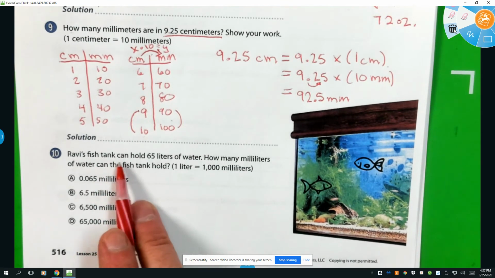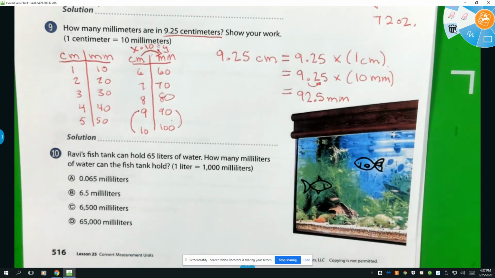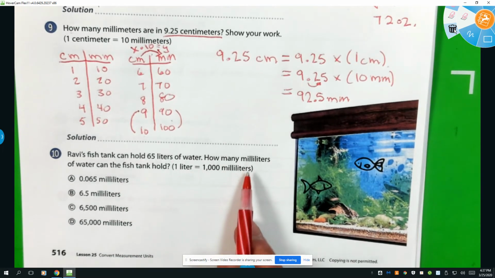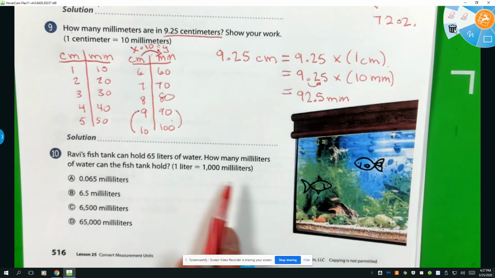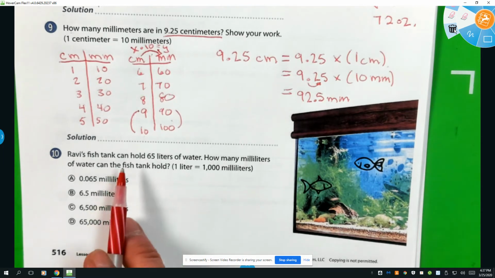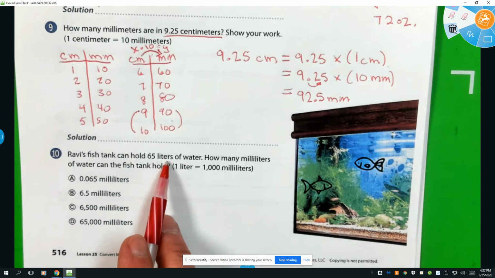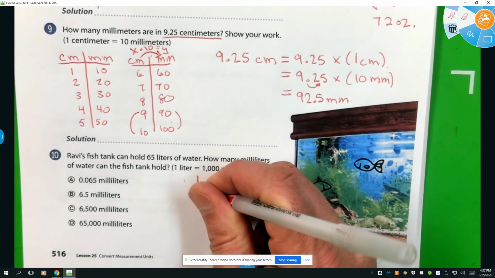Ravi's fish tank can hold 65 liters of water. How many milliliters of water can the fish tank hold? 1 liter equals 1,000 milliliters. Now we've talked about liters to milliliters repeatedly. All right, so let's read it for a second time. Ravi's fish tank can hold 65 liters of water.